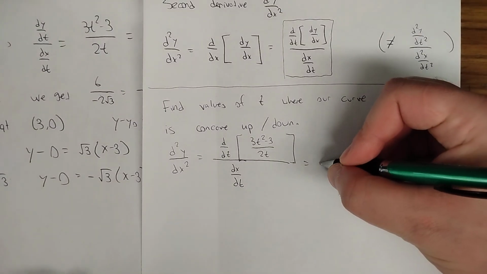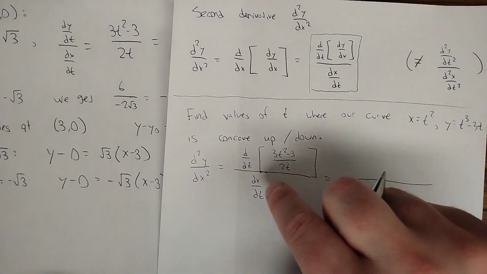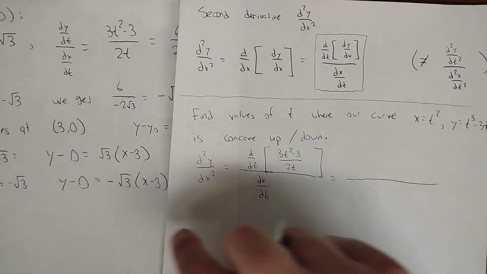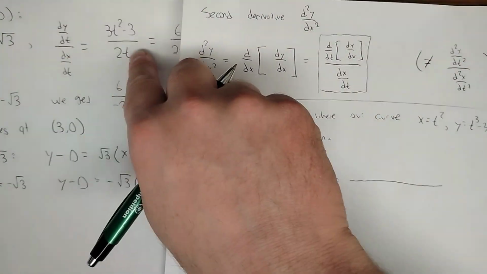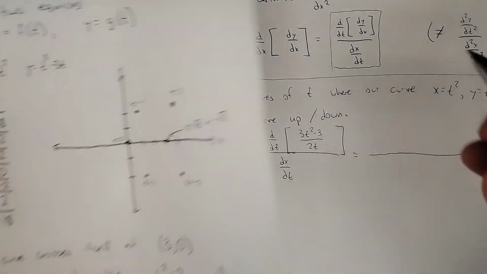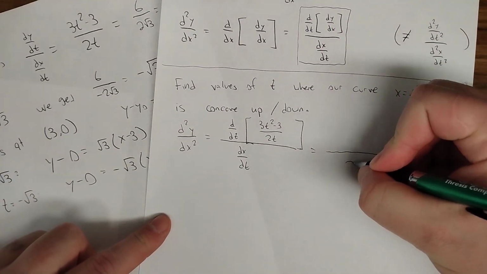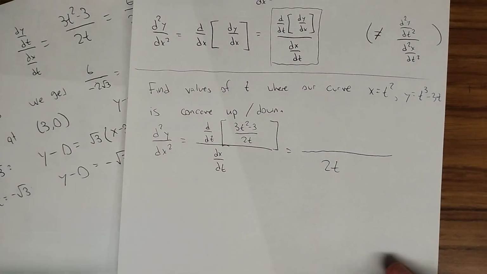Okay, here we go. The bottom is easy to fill out. The bottom is dx over dt. I've got that in a number of places. That was just 2t. And of course, that's literally just the derivative of this. It's the derivative of x. So the bottom is easy here, 2t.